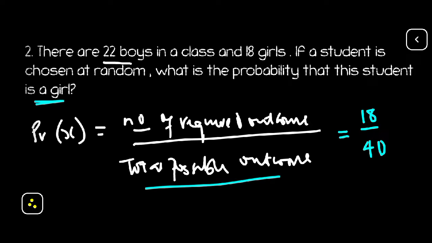Following the formula, the number of required outcomes over the total possible outcomes, the required outcome is a girl. We do not know the actual girl; they did not ask for the probability of picking Jane out of the class, or Riley or anyone. They just asked for the probability of picking a student that's a girl out of the class. So we could pick any one of those 18 girls out of the 40 students in the class. And so this is the probability of picking a girl from the class.